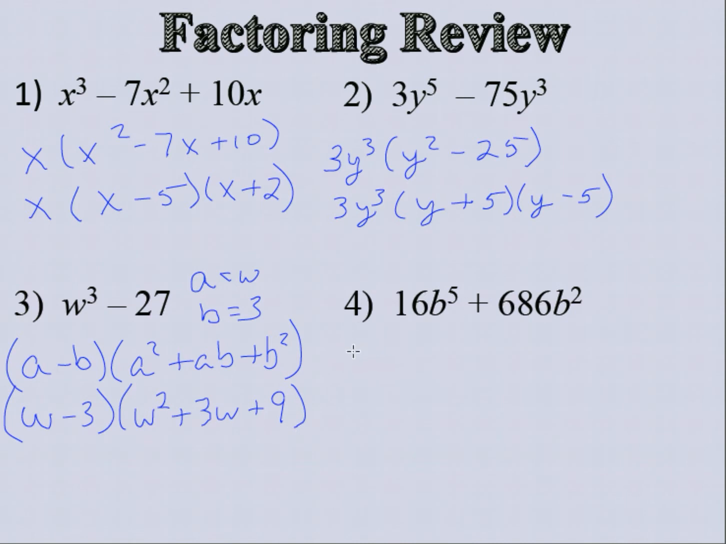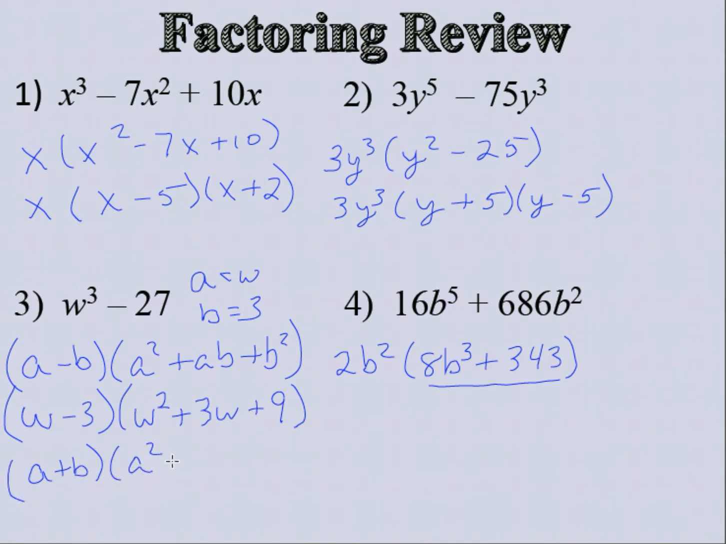Any common factors coming out of here? 2b squared. This leaves 8b cubed plus 343. This right here, sum of cubes. Here's our pattern, a plus b, a squared minus ab plus b squared. Our first term is 2b. Sorry for using the same variable. Our second term, b, is 7.